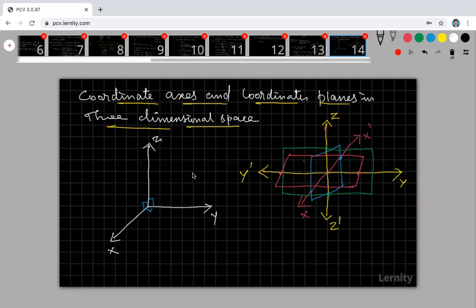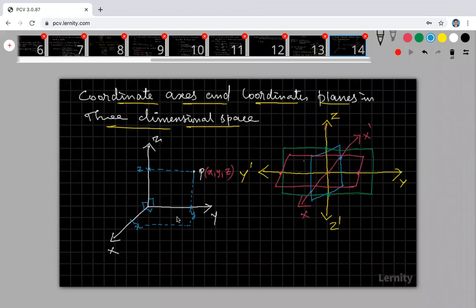Now, if you are taking any point P here, what is my x coordinate? Friends, please note down, you are taking a point P in a space. So therefore, this is my x distance. In x-axis, it is x distance. In y-axis, this is y distance. And z-axis, this is z distance.